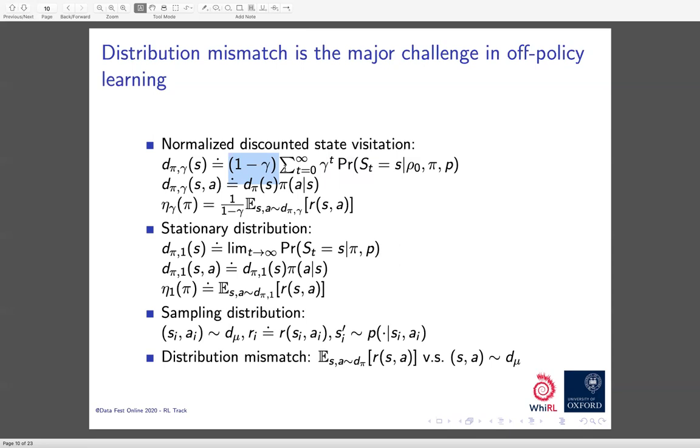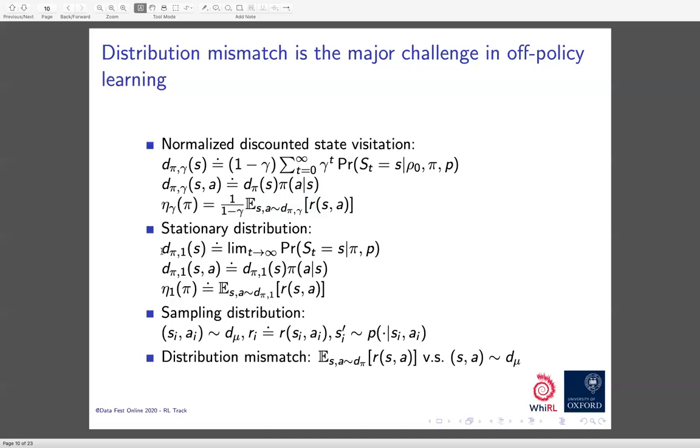Similarly, we can define the discounted state-action visitation distribution d pi gamma, which is the combination of d pi and the target policy pi. With this normalized discounted state visitation, we are able to rewrite the expected total reward eta gamma pi in the form of an expectation. Basically, it's just the expectation of the reward function with respect to the state-action distribution. Similarly, we can do the same thing for the average reward metric.